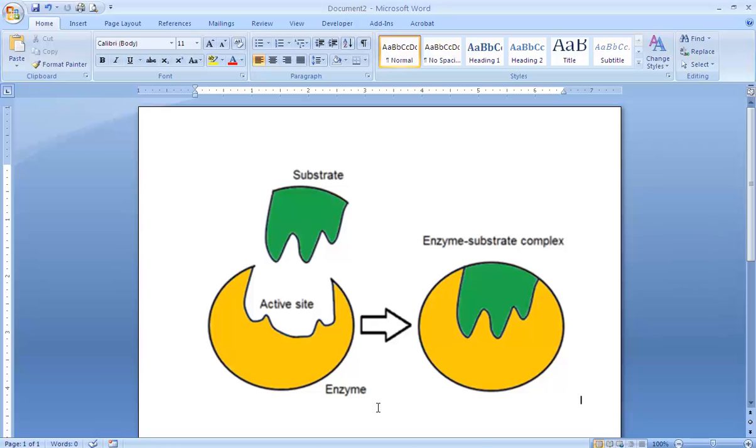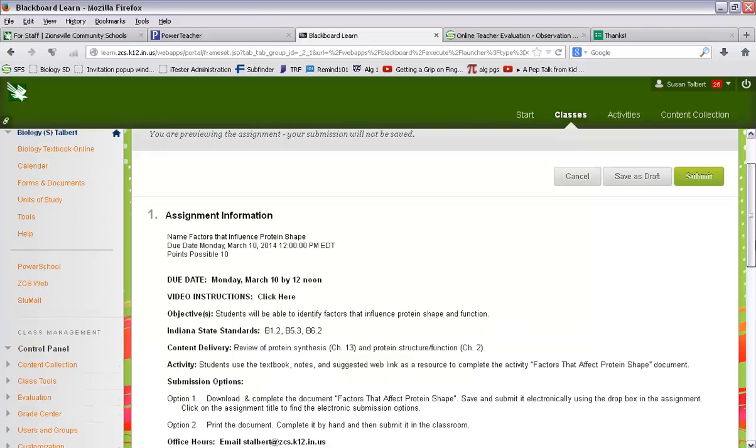Protein shape is critical to protein function, and there are several factors that influence its shape, and we hope that this lesson helps you recall what some of those factors are, and then see also how that connects to the amino acid sequence and how that affects its shape as well.